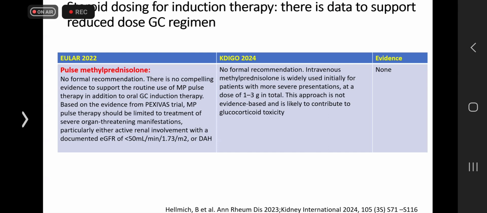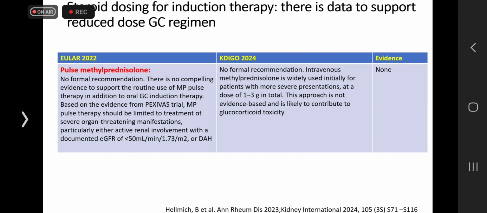Moving on to steroids. Again, I think we now have data to support a reduced dose glucocorticoid regimen. We are fortunate to have completed all those trials. In terms of pulse methylprednisolone, there is no evidence. So EULAR 2022 says there is no compelling evidence to support routine use of pulse methylprednisolone in addition to oral glucocorticoid treatment for induction treatment. Based on evidence from PEXIVAS, pulse prednisolone should be limited to treatment of severe organ-threatening manifestations.